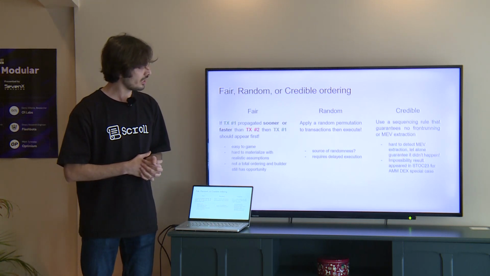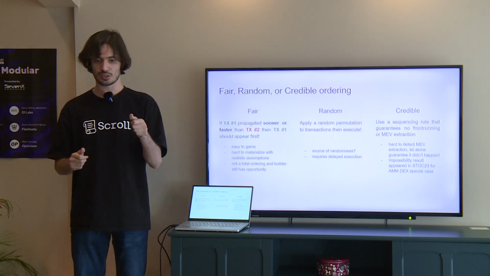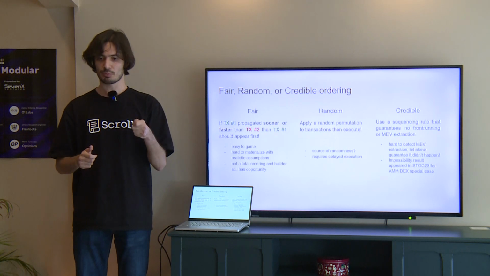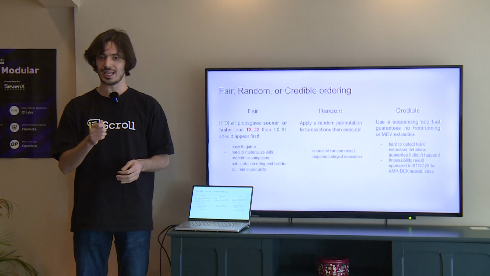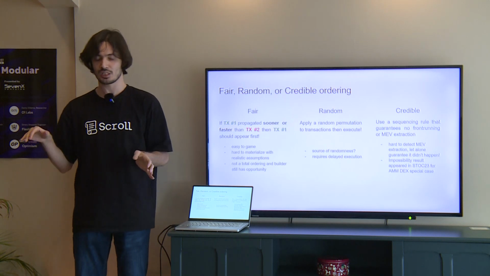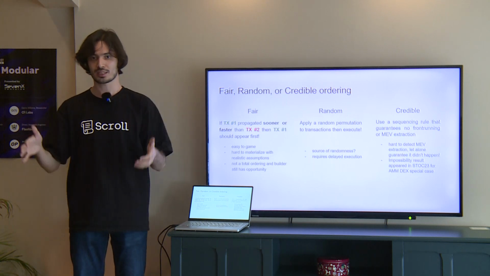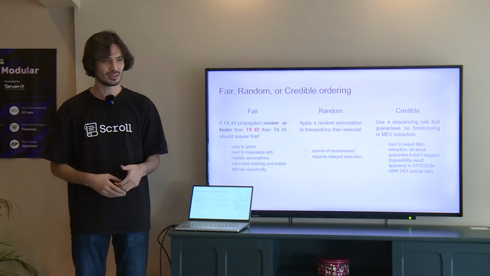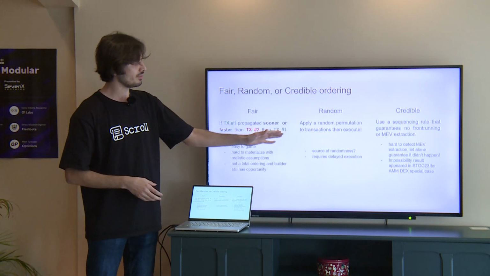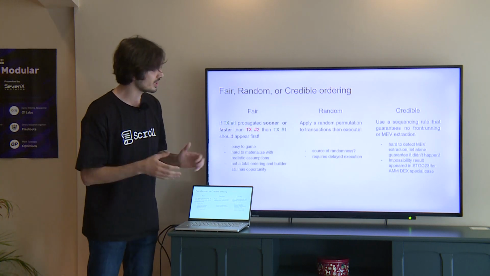Okay, the other idea is credible sequencing. This is based on we define a rule, a sequencing rule, and we ask the proposers or builders to follow this sequencing rule. And the idea is this rule will eliminate any sort of MEV extraction. Like this rule is supposedly detecting MEV extraction happening and says, aha, there is MEV extraction, not valid. But the assumption here is we can detect MEV extraction, which is not always true or easy.